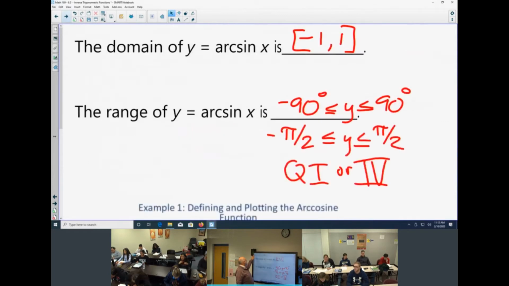Okay, so we talked about that. The domain of the arc sine is from -1 to 1. And the range of the arc sine is from -90 to 90 degrees, or -π/2 to π/2 radians, or quadrant 1, quadrant 4. You can write any of those or all of those three.